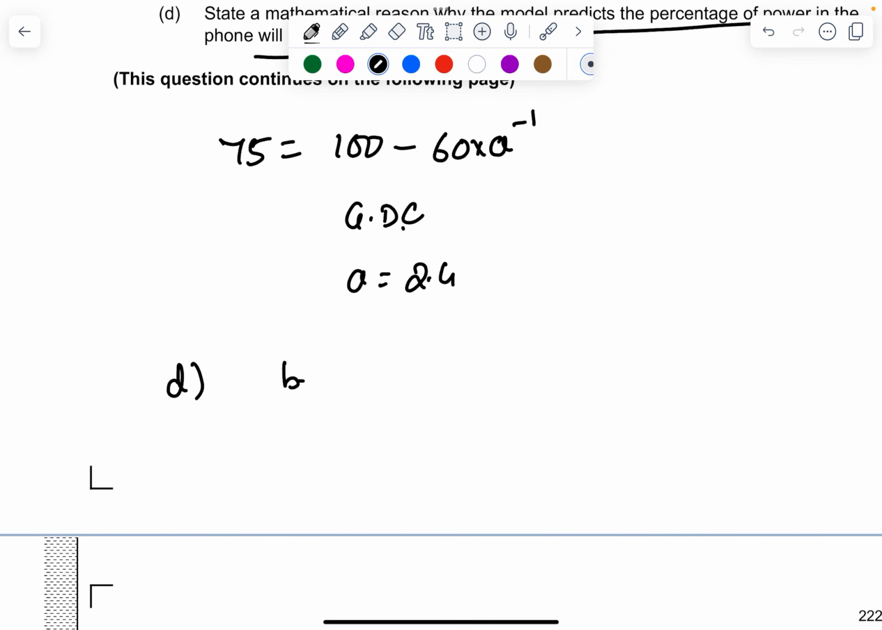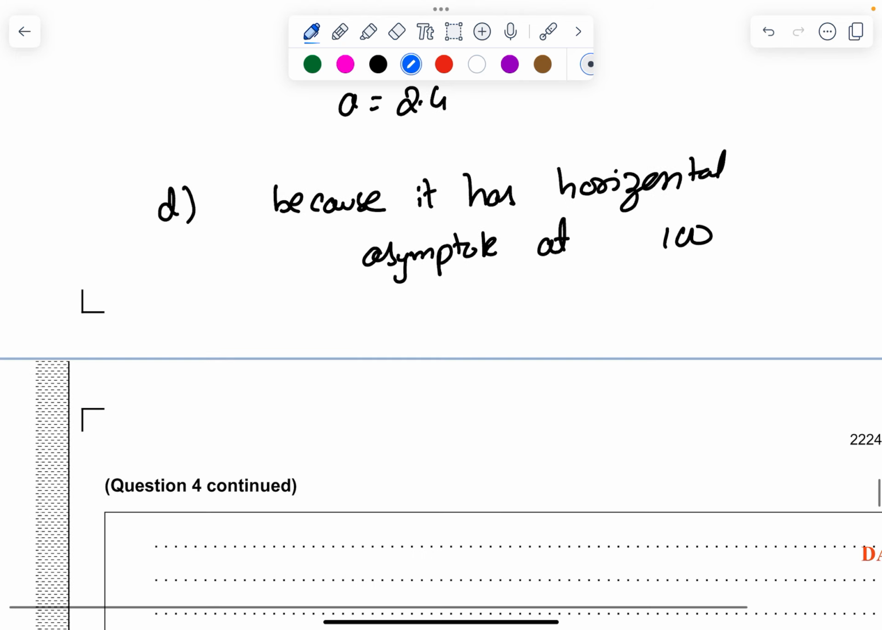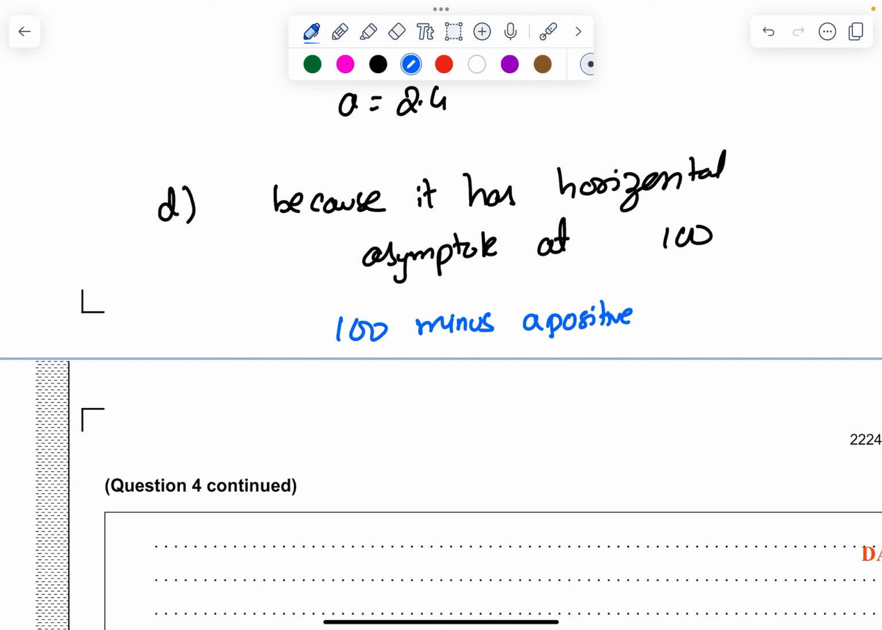For part B, because it has a horizontal asymptote at 100, or you can write that 100 minus something, 100 minus a positive value, will always be less than 100.